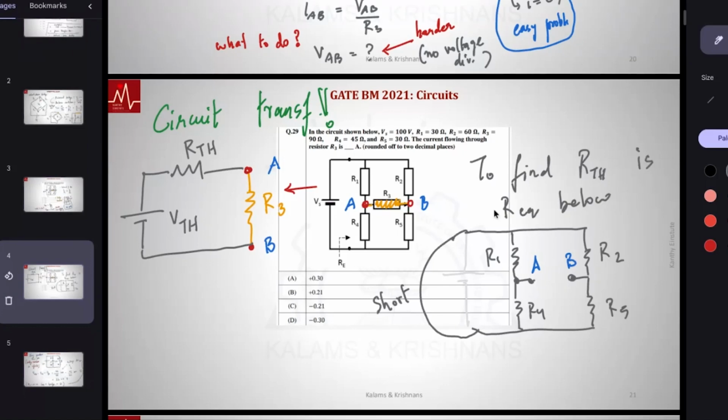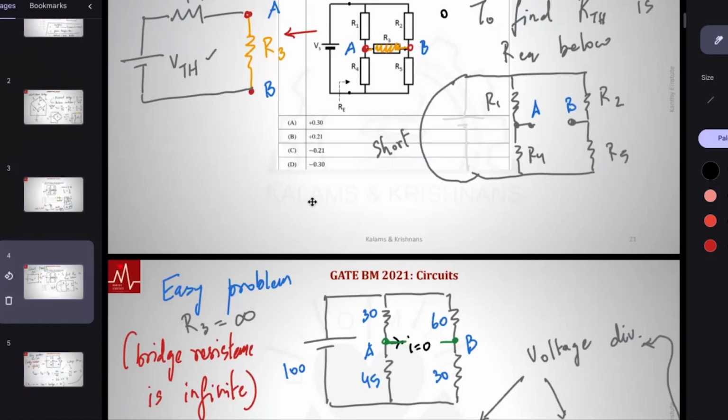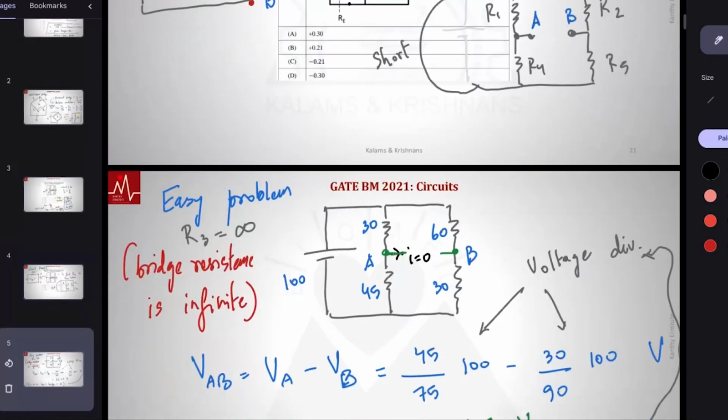Now we have to find RThevenin, and we have to find VThevenin. The moment you have them, it's a simple circuit. You can actually find the current through R. No big deal. Step 1, you need this. Step 2, you also need VThevenin. How do you find VThevenin? This is what I have done: remove the load, right?